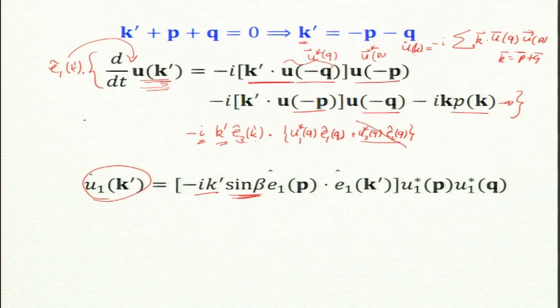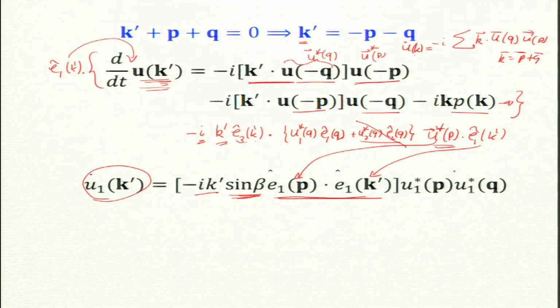Now, take a dot product of this with E1 of k prime. So this is u star p. What you got is u star of p vector dot E1 of k prime. Now, u star p has components along E1 and E2, but the E2 component goes to 0 anyway. So you are left with E1 p dot E1 k prime. E1 k prime comes from here, E1 p will come from here, and the amplitude that comes in front is u1 star of p. So u star p comes from here and u1 star of q has come from here. So this is simple.